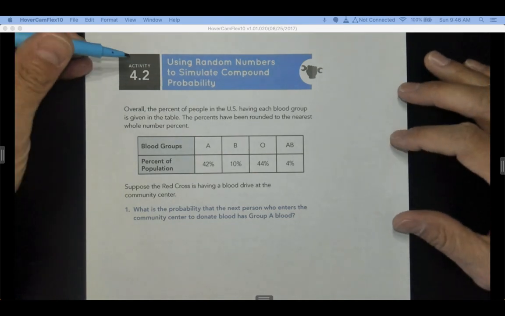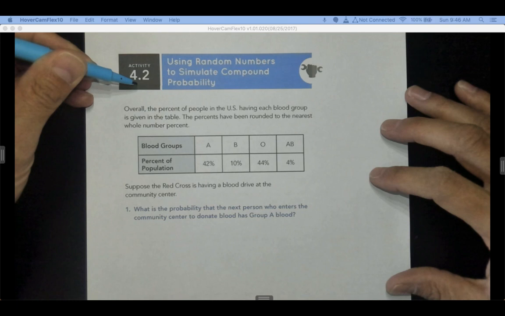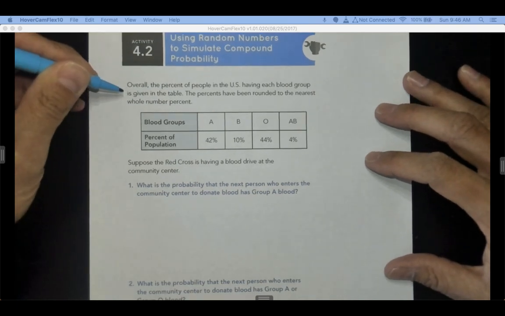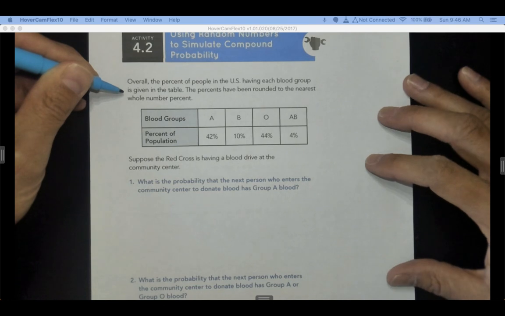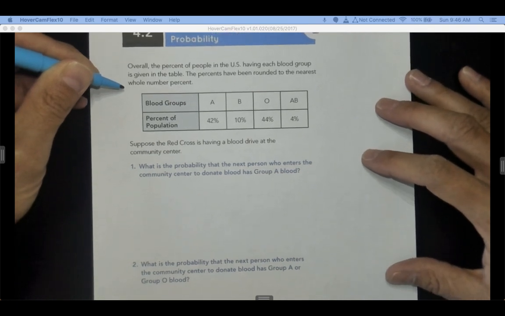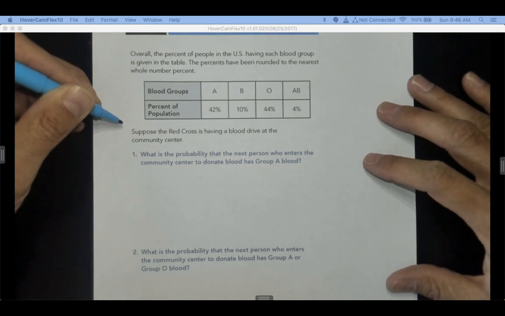All right, activity 4.2, using random numbers to simulate compound probability. Overall, the percent of people in the US having each blood group is given in the table. The percents have been rounded to the nearest whole number percent. Suppose the Red Cross is having a blood drive at the community center.